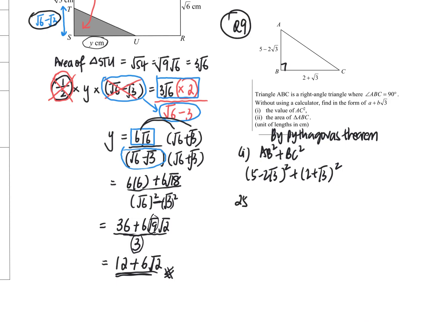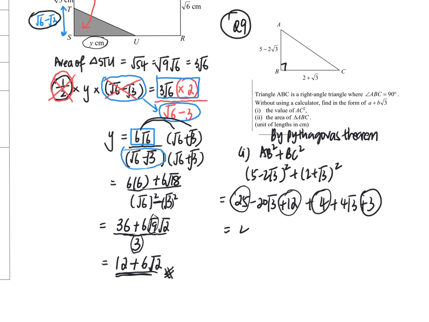Okay, so this one a quick one. 12, this one is 4, 4 root 3 and a 3. So simplify everything. 25, 37, 41, 44. Okay, so you should end up having 44 minus 16 root 3.